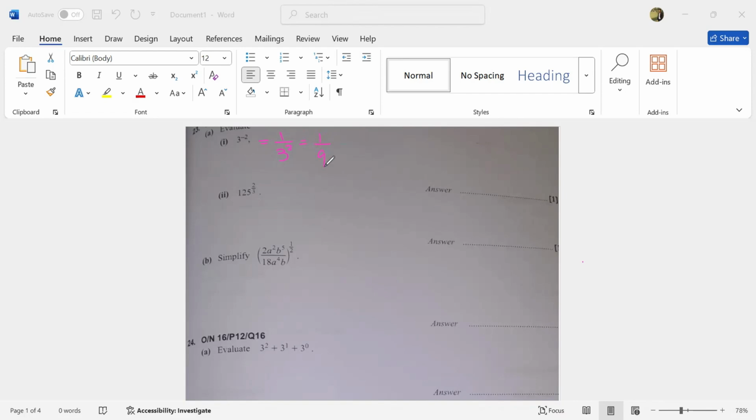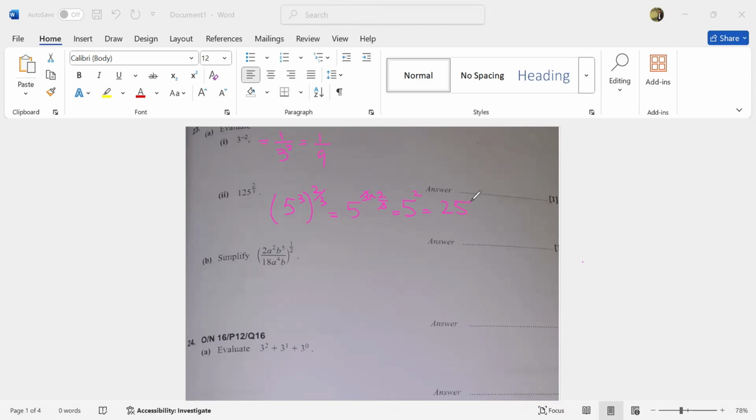Next thing, 125 raised to the power 2 upon 3. We need to change the base 125 into a power. So we know that 5 power 3, 5 cube, is 125. Solving it further, the 3 of the powers are going to cancel. We are left with 5 square. It gives us 25.